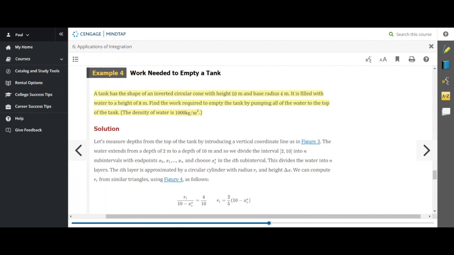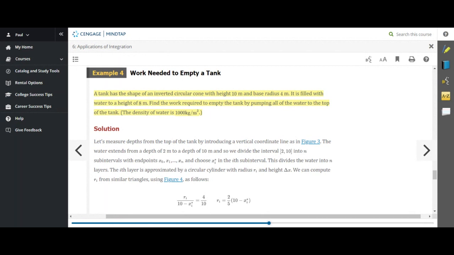We have a tank that has the shape of an inverted circular cone with height 10 meters and base radius 4 meters. It's filled with water to the height of 8 meters. They want you to find the work required to empty the tank by pumping all of the water to the top of the tank. And they're telling you here the density of water is 1,000 kilograms per cubic meter.